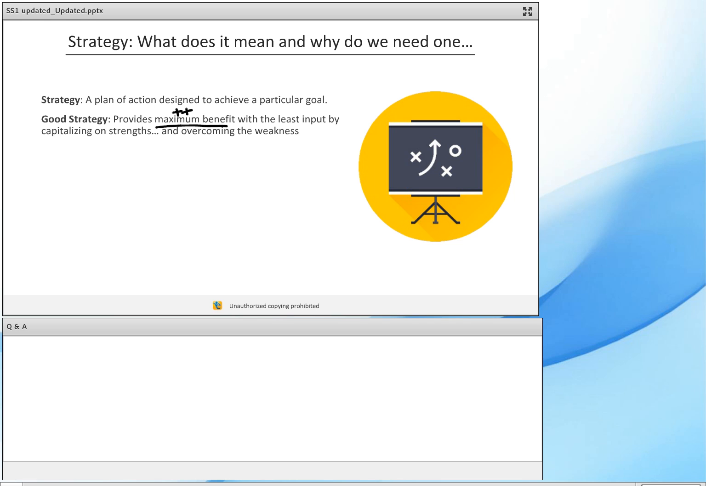Benefit in the context of GMAT means score improvement. A lot of people say, hey, it's the target score. No, it's the score improvement. It's the delta between your current score and the score that you eventually get, or the delta between your current score and your target score.